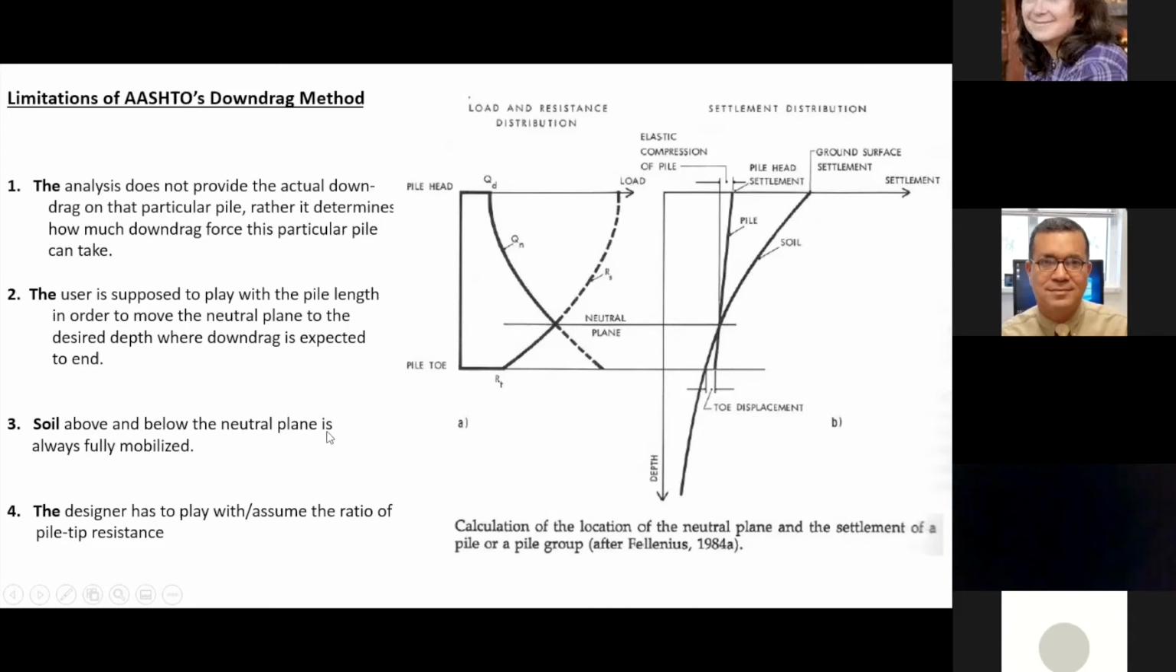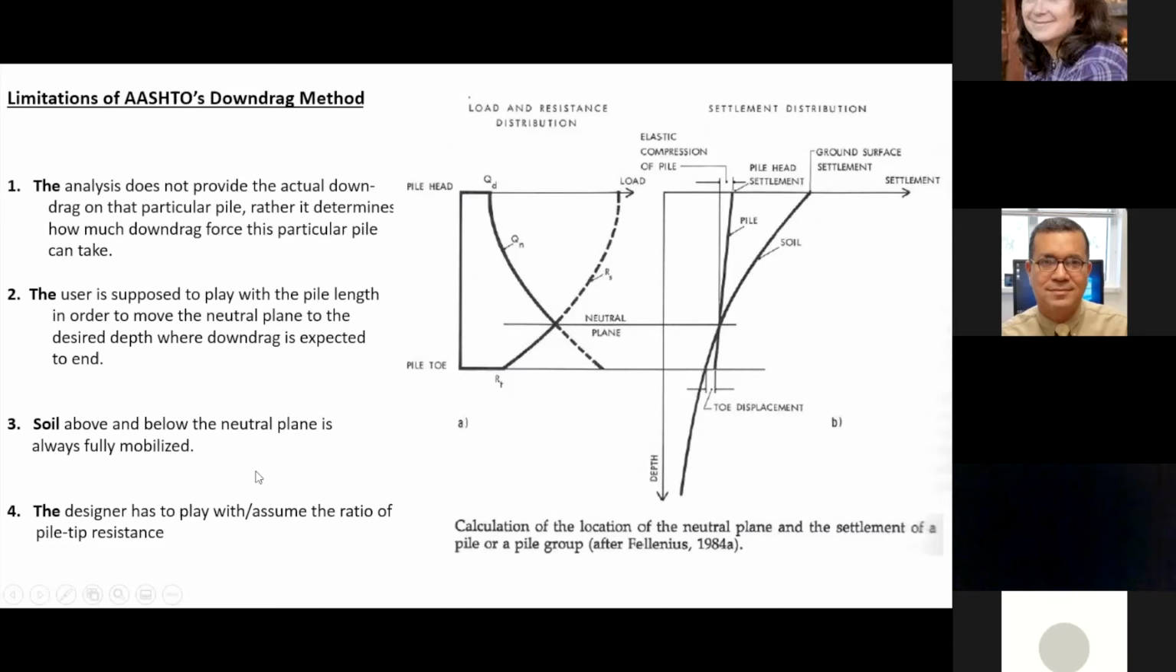The soil above and below the neutral plane is fully mobilized. Yes, because you are dealing with the ultimate capacity. In our case, we deal with the actual load. So the soil may not be, at some location, fully mobilized, meaning that it has not reached its ultimate capacity. So this is a realistic situation.